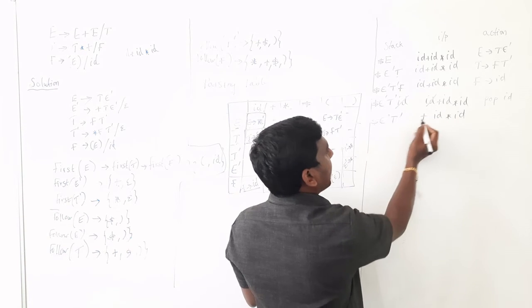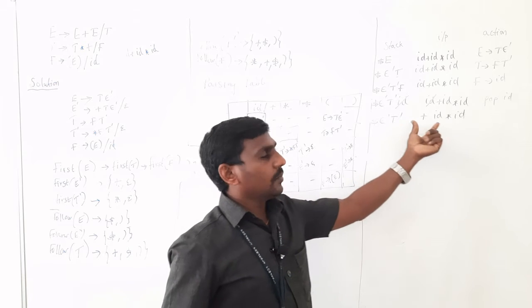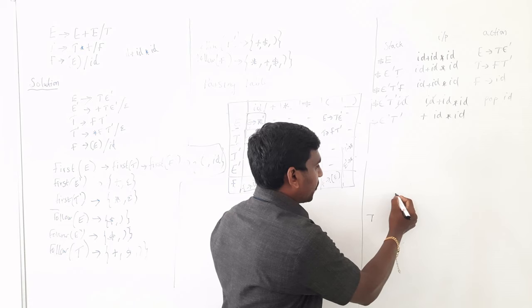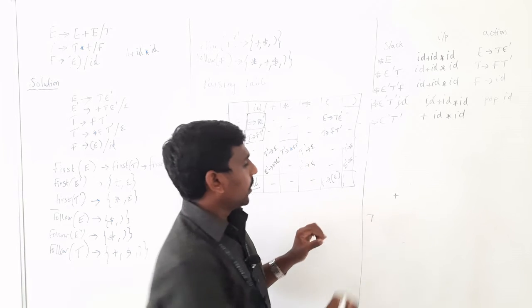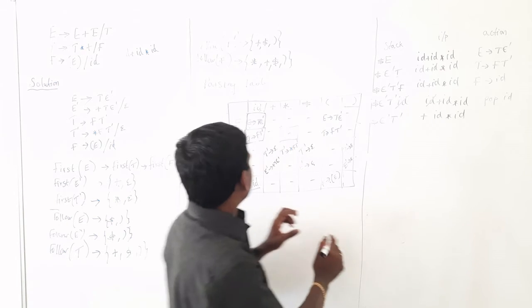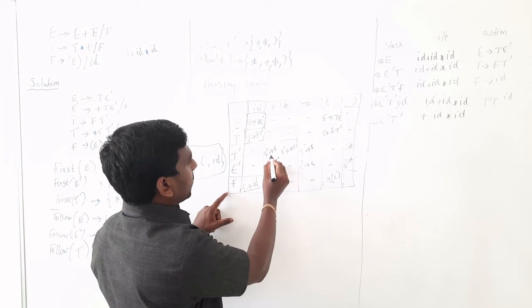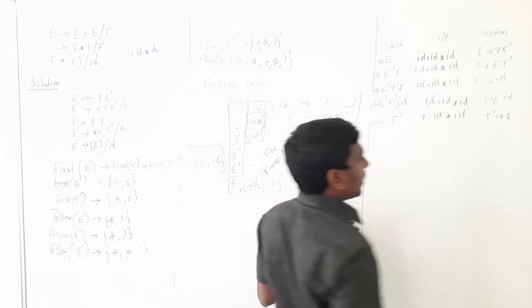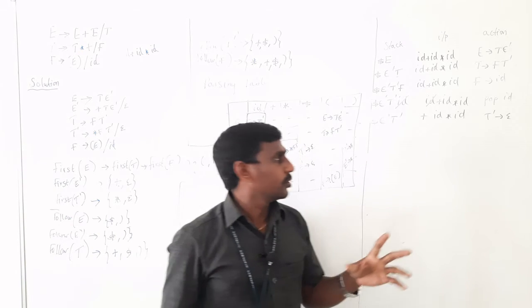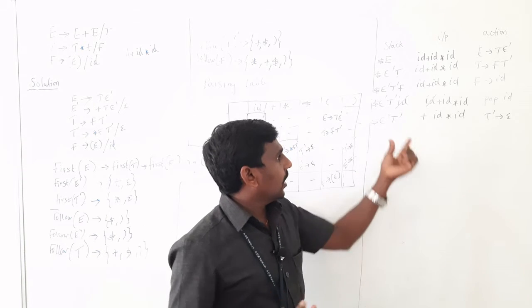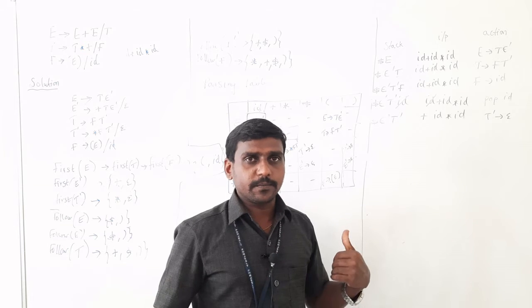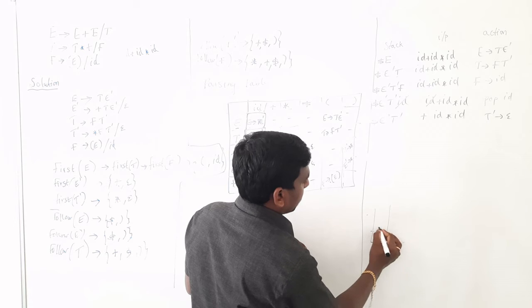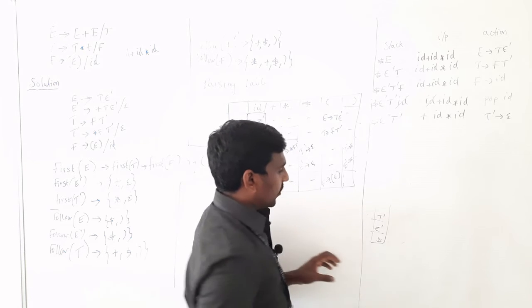Now I want to check T dash and plus. T dash is a variable, plus is a terminal. So if the top of the stack is a variable and the input is a terminal, we have to look up into the parsing table. So T dash, plus: T dash tends to epsilon. If it is epsilon, what is the meaning? According to the behavior, we can pop it from the stack. Because now in the stack, dollar is here, E dash is here, and T dash is here.